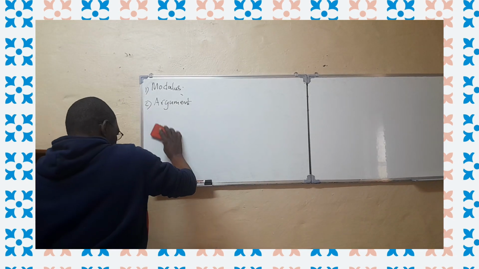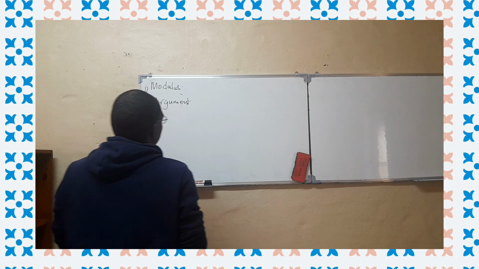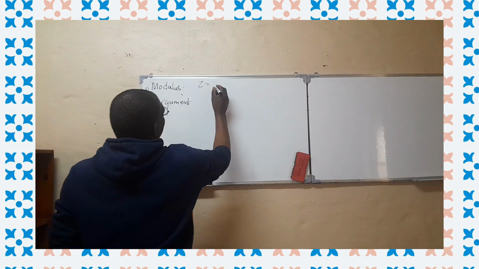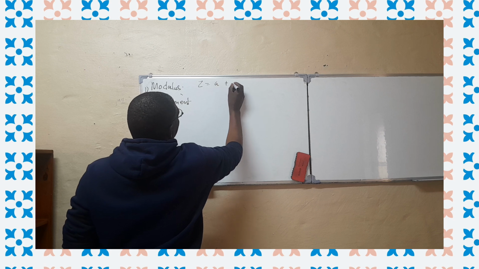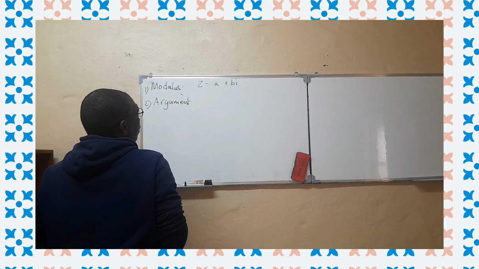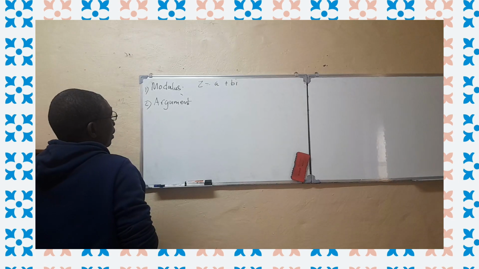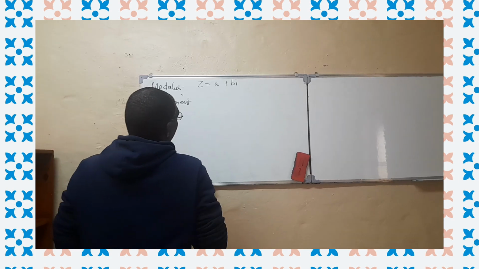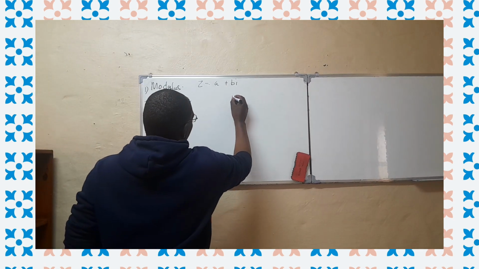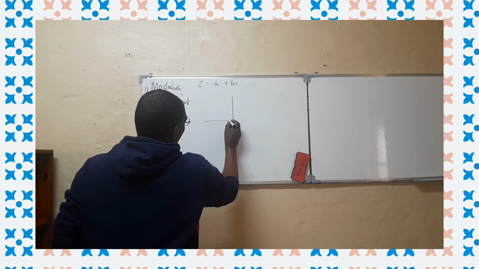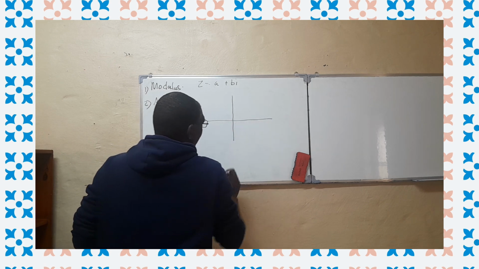Okay, so let's suppose we have a complex number. Again, let us call it z. And the complex number is a plus bi, where this is the real part of the complex number, and this is the imaginary part. Now, we draw a diagram which is quite similar to the xy plane, but it's called an Argand diagram.